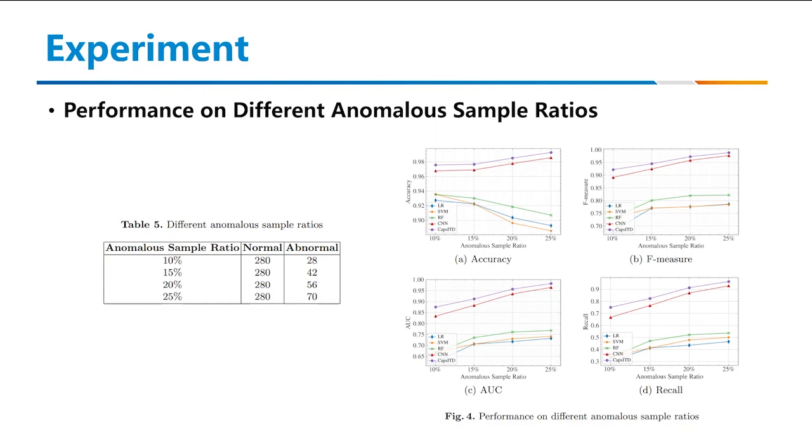CapsITD is always higher than CNN on the 4 metrics, and deep learning-based approaches have significant improvements over machine learning-based approaches. According to Figure 4D, the ability of all models to detect malicious insiders increases as the ratio of anomalous samples rises. However, Figure 4A shows that the accuracy of machine learning-based approaches decreases as the ratio of anomalous samples rises. This is due to the probability of identifying anomalous samples by machine learning-based approaches.